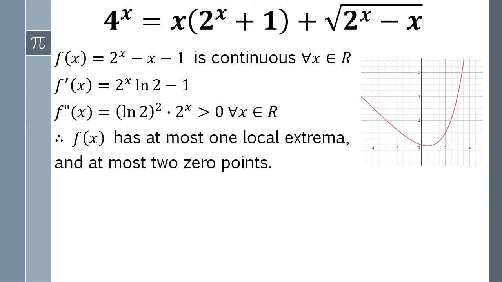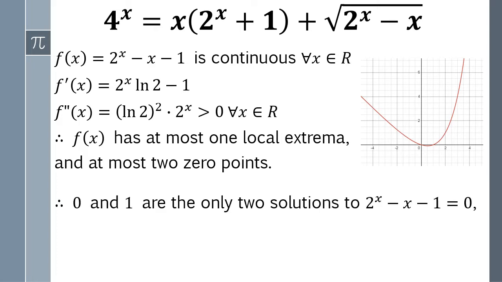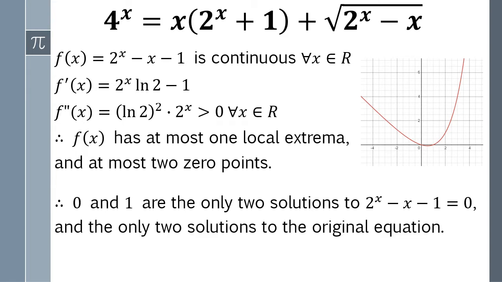So we already know that 0 and 1 are the two zero points of f(x). So that means 0 and 1 are the only two solutions to 2 to the x power minus x minus 1 equals 0, and the only two solutions to the original equation. And this problem got resolved.